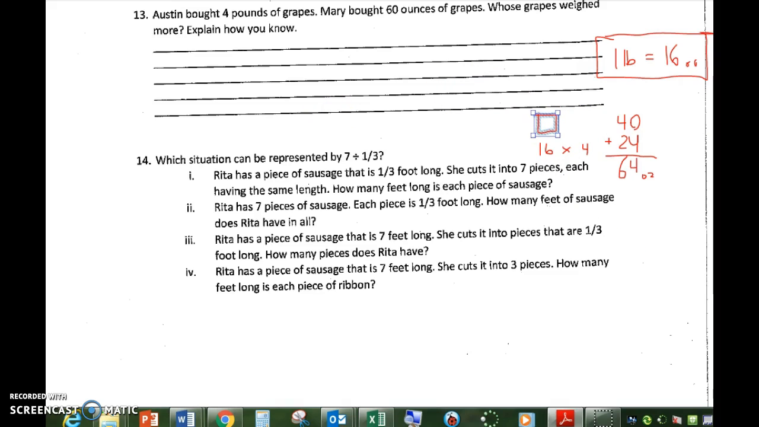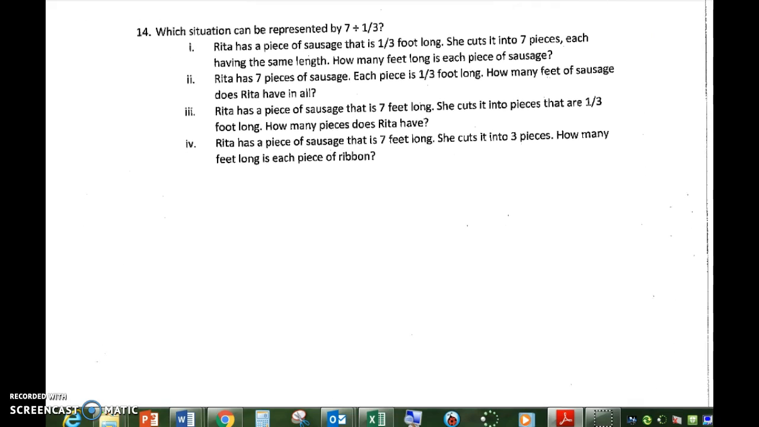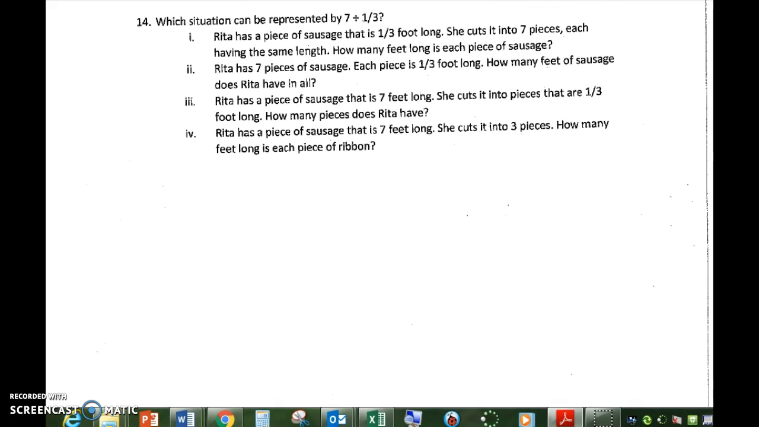All right, I believe there's not much left. Let's take a peek. Yeah, nice. Number 14, last one. Which situation can be represented by 7 divided by a third? So Rita has a piece of sausage that is a third of a foot long. She cuts it into 7 pieces, each having the same length. How many feet long is each piece of sausage?